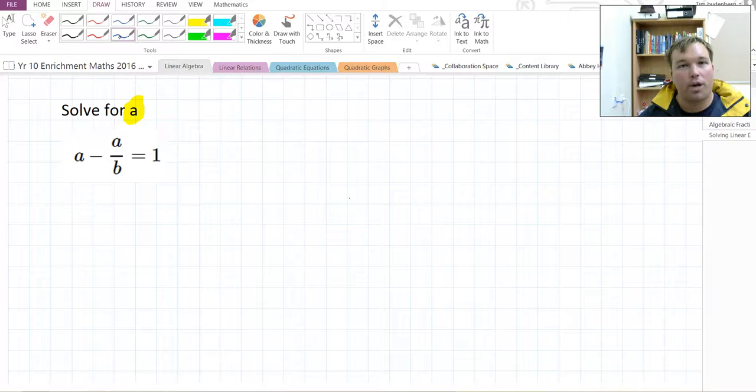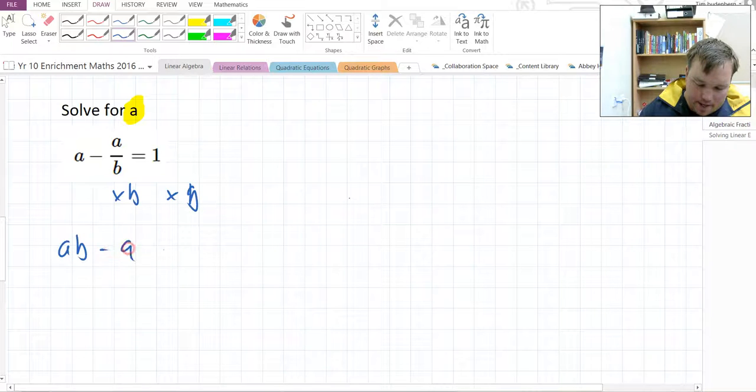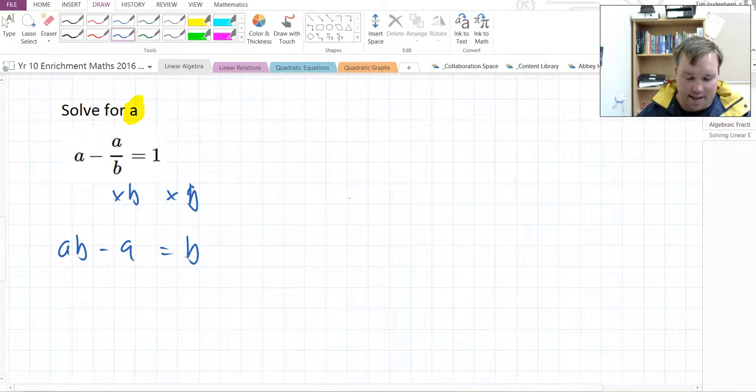So for example, what I might do first is multiply both sides by b. Multiplying both sides by b would leave me with ab minus a equals b. Alright, there's still 2 a's. How do I get an a completely by itself?